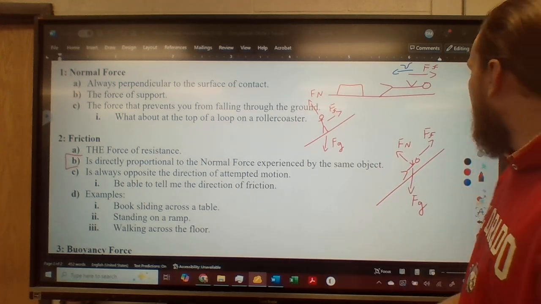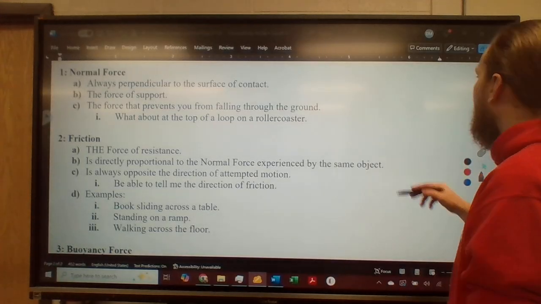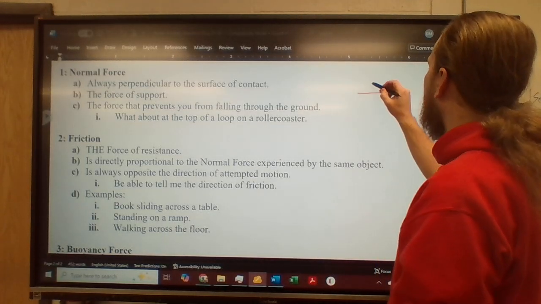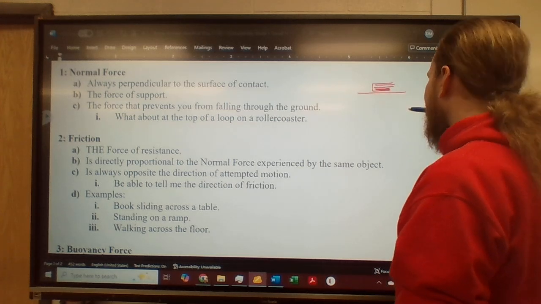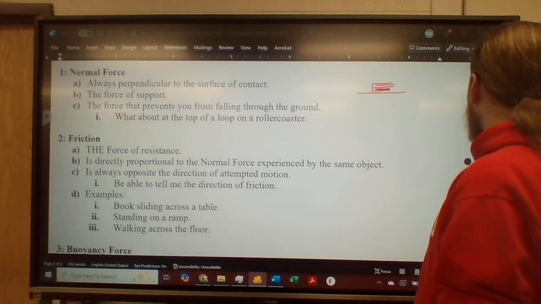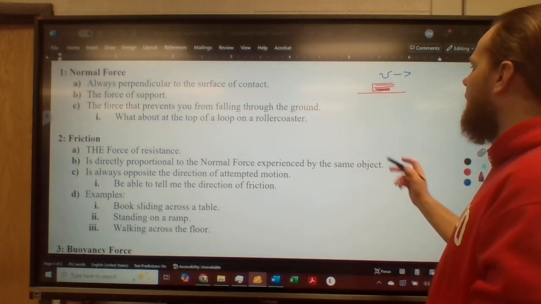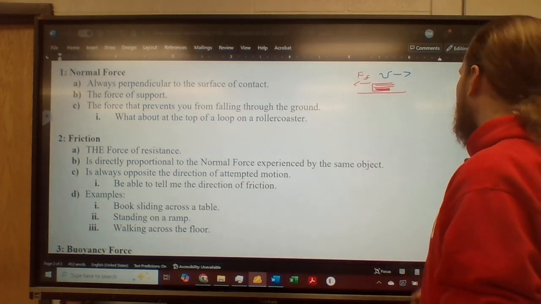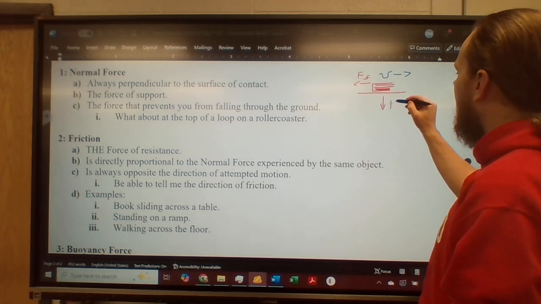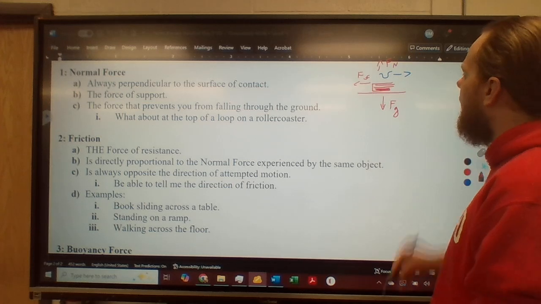So for a book sliding across the table, let's do this. Here's our tabletop. Here's our book. If the book is going this way, then the frictional force has to be this way. And once again, we would also have Fg down and a normal force up.